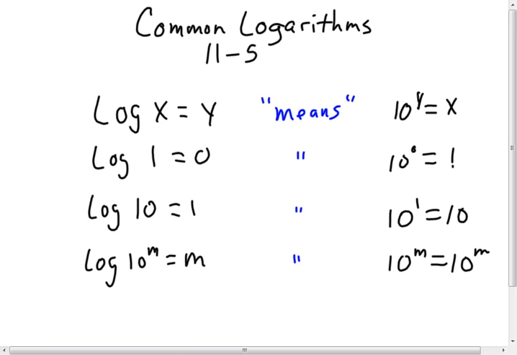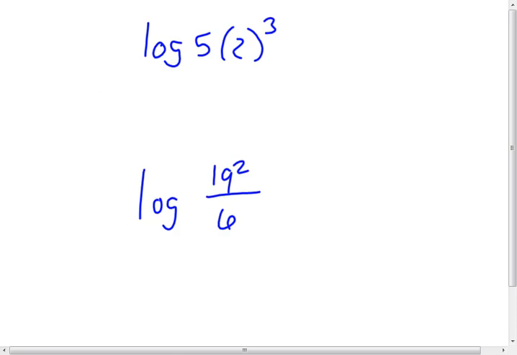Log 1 equals 0. That's 10 to the 0 equals 1, and so on. So all of our logarithms for common logs will be base 10. So we don't typically write the base when we write the log, and that just means 10 to some power. Remember, the logarithm would be the exponent.